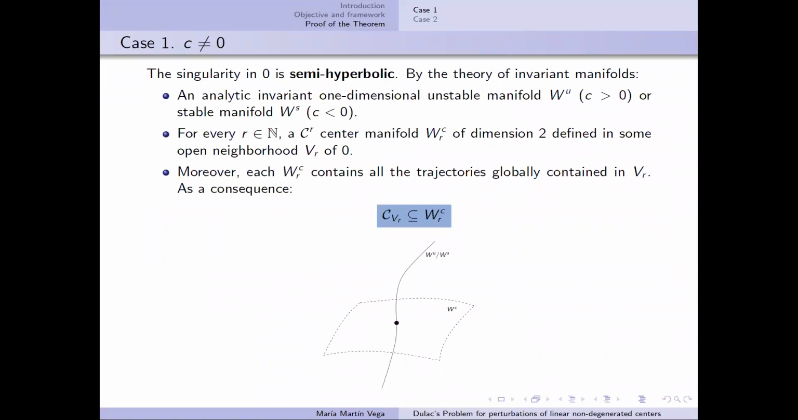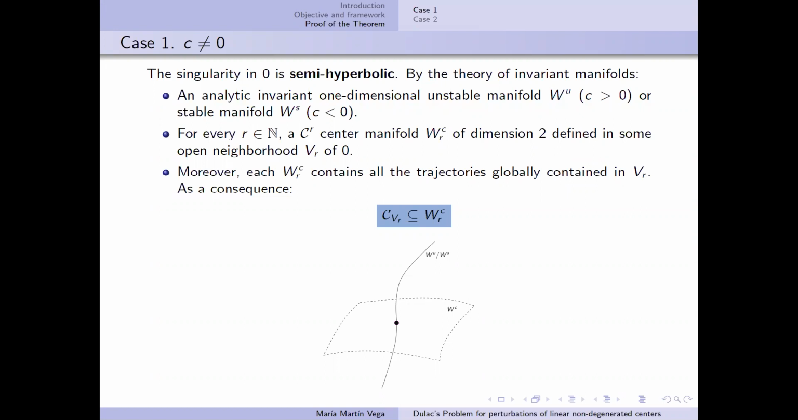First, we suppose that C is different from 0. This is an easier case because the singularity is semi-hyperbolic, since C is an eigenvalue for this vector field. Then we can apply the theory of invariant manifolds and find an analytic one-dimensional stable manifold, or unstable, depending on the sign of C. And secondly, for every natural number R, we can find a center manifold that is an invariant surface of class C^R that is defined in some open neighborhood of the singularity.